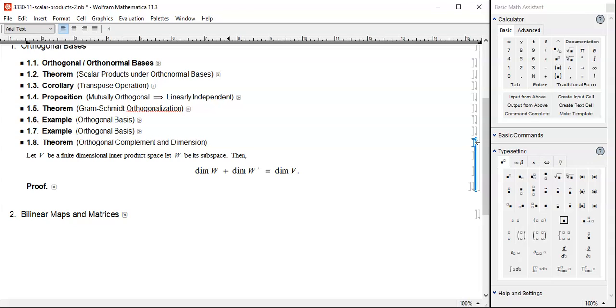Do I have time for this? Let V be a finite dimensional inner product space, same as a vector space with scalar product. Scalar product, inner product, they're the same thing. And let W be its subspace. Then dimension of W and the dimension of W perp add up to dimension of V.